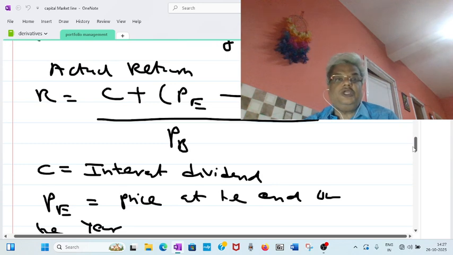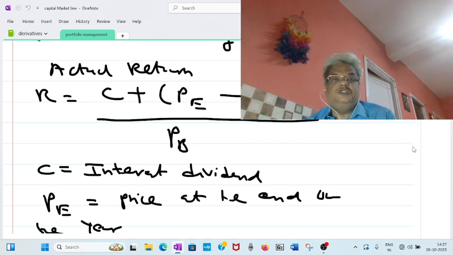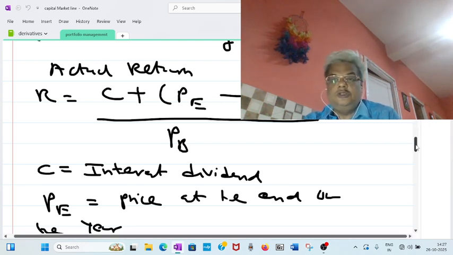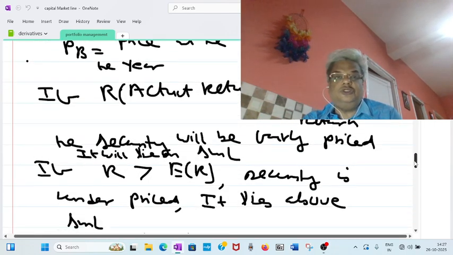And how to calculate the actual return? We can calculate the actual return by (C plus PE minus PB) divided by PB. C means interest, dividend, anything. PE means price at the end of the year, PB is the price at the beginning of the year, and we divide by the price at the beginning of the year. So here there may be three situations.